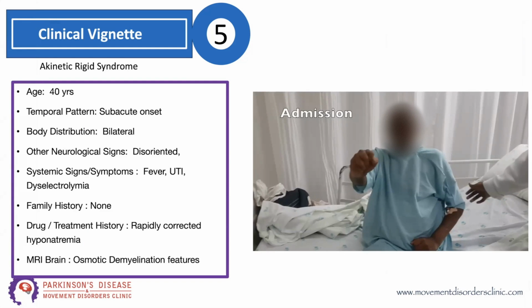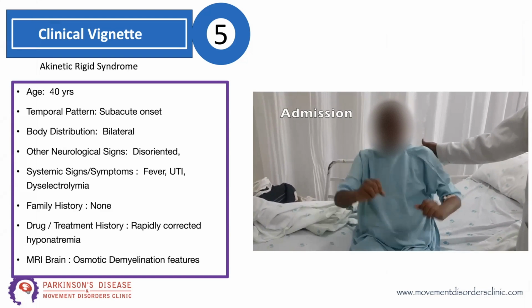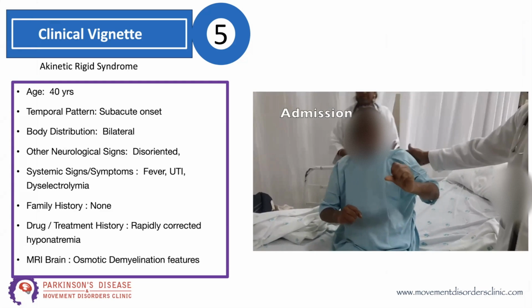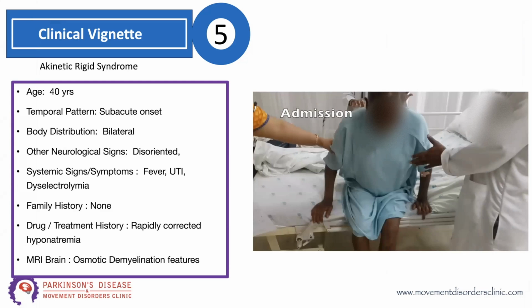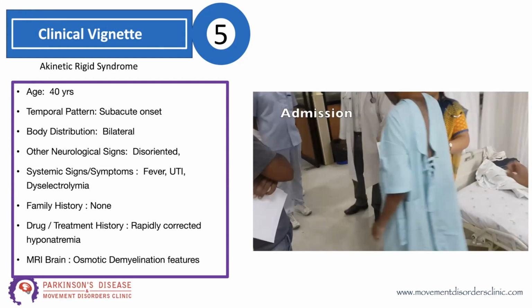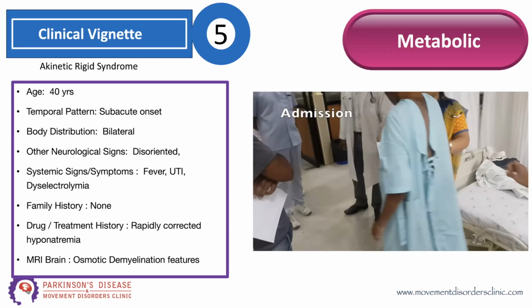Coming forward, here we see a middle-aged person who is presenting with subacute onset, almost similar akinetic rigid syndrome, associated with disorientation on a background of urinary tract infection and dyselectrolemia. He had hyponatremia, which was rapidly corrected, and following that, during his stay in the ICU, he developed Parkinsonian syndrome, which was not pre-existing. An MRI brain shows features consistent with osmotic demyelination. So we know that this is a metabolic syndrome which has occurred either due to hyponatremia or post-hyponatremic correction-related issues. So, metabolic-induced akinetic rigid syndrome.